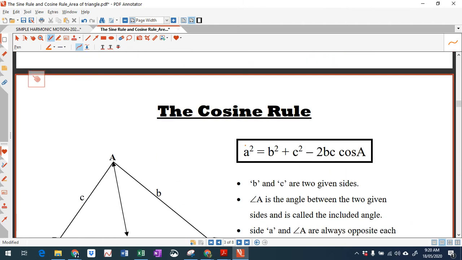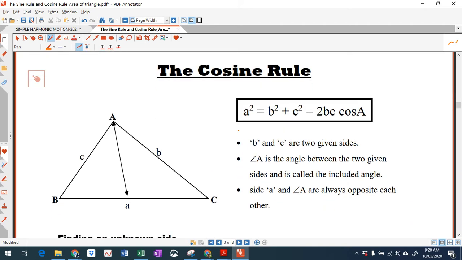Now, let's look at the cosine rule. This is also something you did in Year 10. Cosine rule says a squared equals b squared plus c squared minus 2bc cos A. B and C are the two given sides. Angle A is the angle between the two given sides and is called the included angle. Side A and angle A are always opposite each other. Okay, so that's what you would have learned in Year 10.